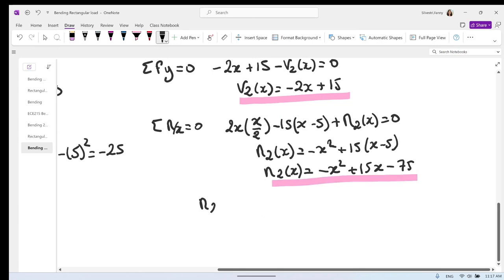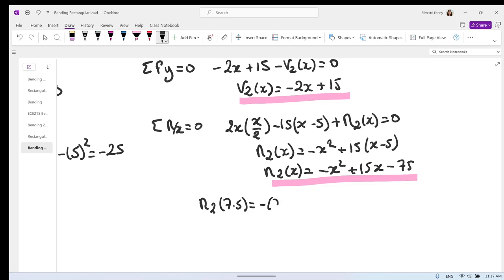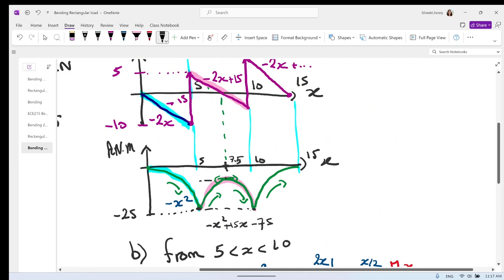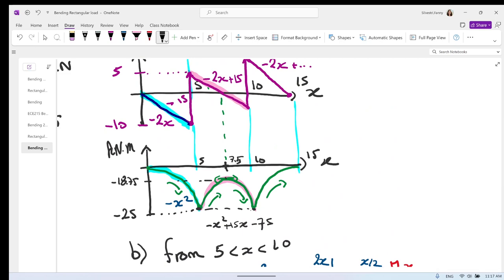So M2 of 7.5 equals minus 7.5 squared plus 15 times 7.5 minus 75, and we got minus 18.75. Yes, so this value there is minus 18.75. So in fact, this equation is a little bit more like this.